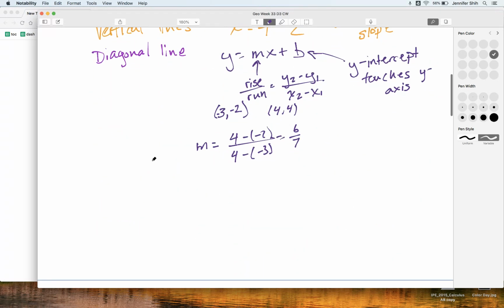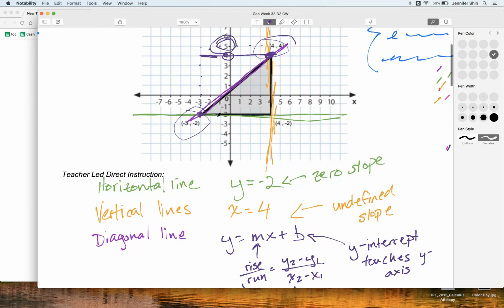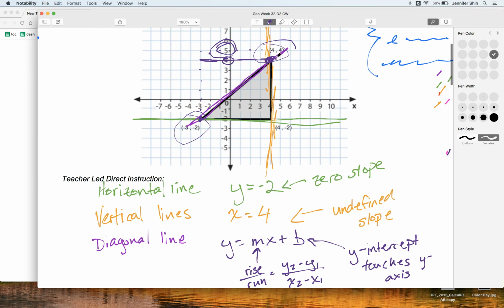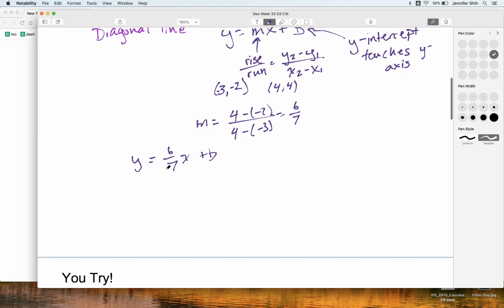So now we currently have y equals 6 over 7 x plus b. We need to solve for b. Oh no, if only we had a point to plug in for x and y on the line so we can solve for b. If only, oh look, we have so many points. Let's use either 4, 4 or -3, -2. Let's do the 4s. Let's not deal with negatives.